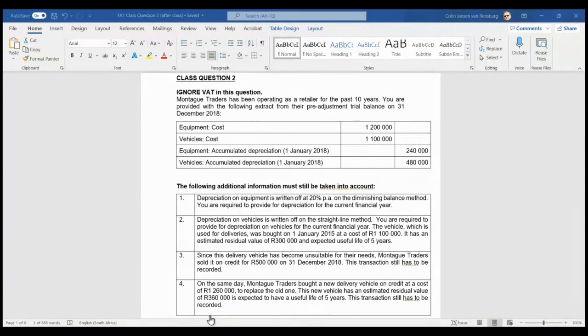So, ladies and gentlemen, I've got my little calculator next to me. Hopefully, you've got your calculators next to you. What is the carrying amount at the beginning of the year?